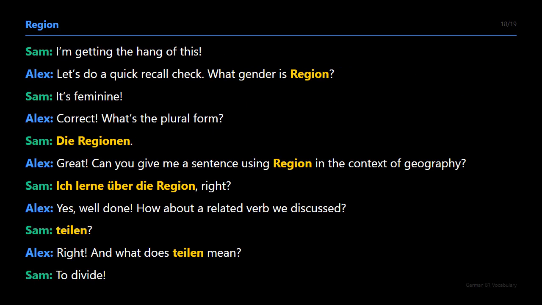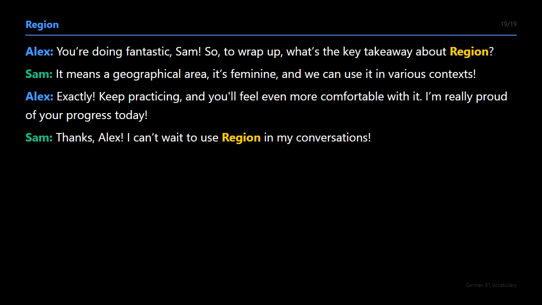Let's do a quick recall check. What gender is Region? It's feminine. Correct. What's the plural form? Die Regionen. Great. Can you give me a sentence using Region in the context of geography? Ich lerne über die Region. Yes, well done. How about a related verb we discussed? Teilen. Right. And what does teilen mean? To divide. You're doing fantastic, Sam.